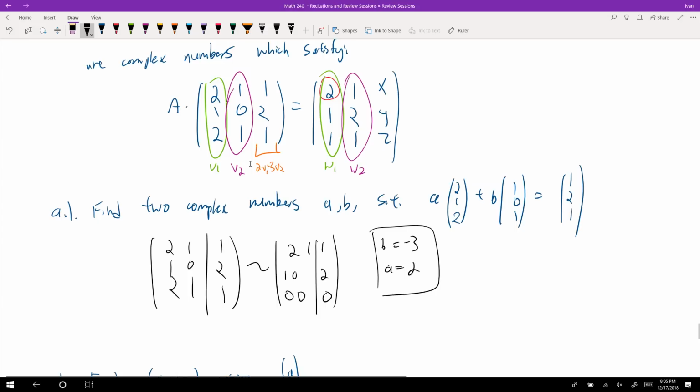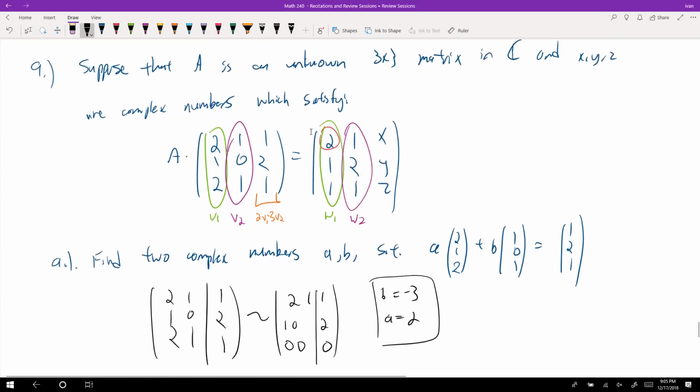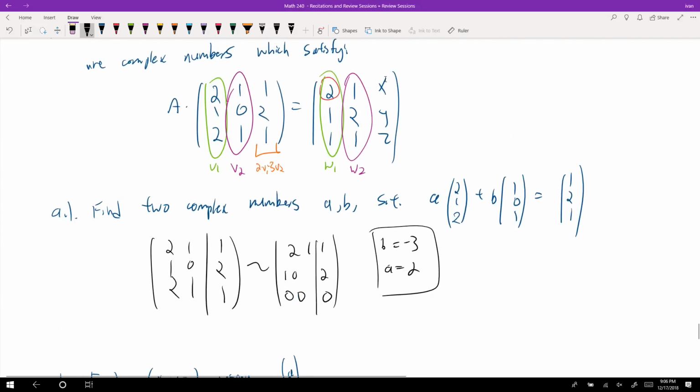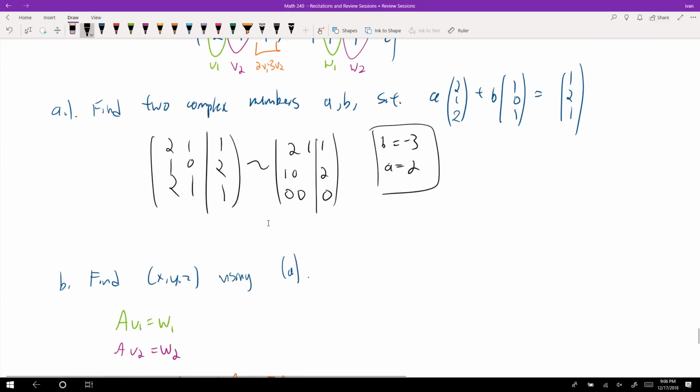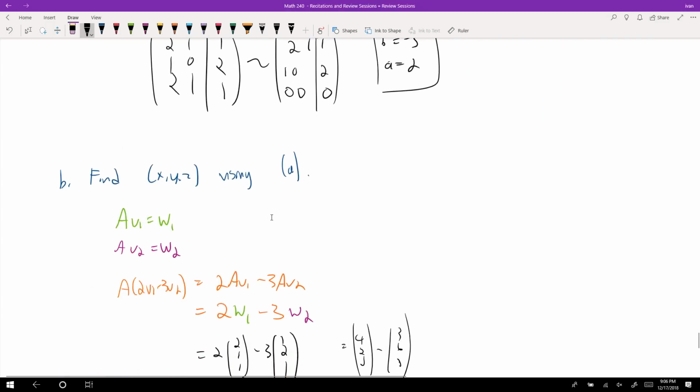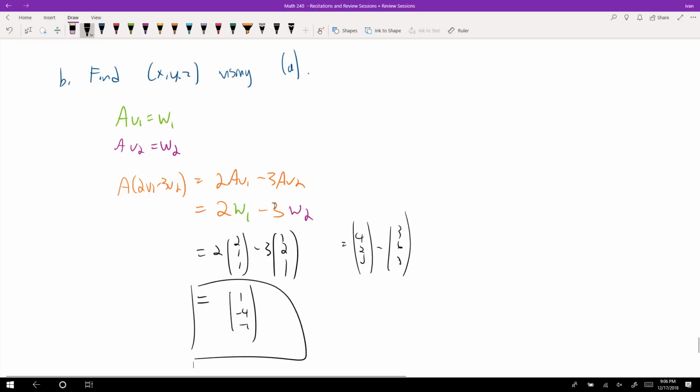The third column is 2V1 minus 3V2. Like you just did it, it's just XYZ. Yeah, and the problem for part B was to find XYZ. Any other questions? Okay.